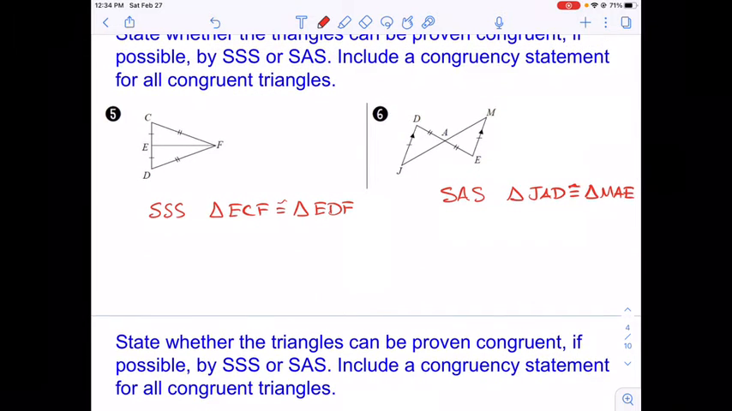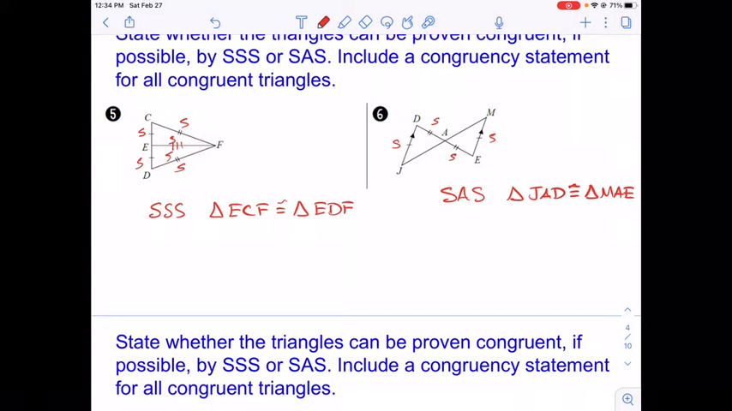So this one, number 5, you should have gotten side, side, side, because we have a side congruent to a side and a side, and the third side by the reflexive property gives us side, side, side. So triangle ECF is congruent to triangle EDF. And this one here, we have parallel lines and congruent sides. So we have a side here congruent to a side here. We have a side here congruent to a side here.